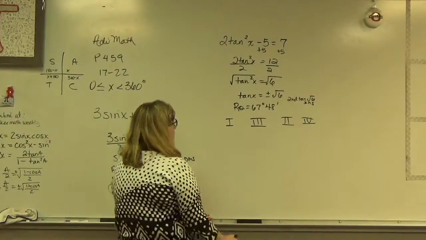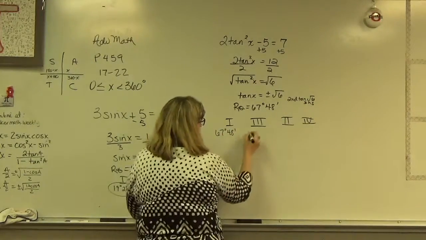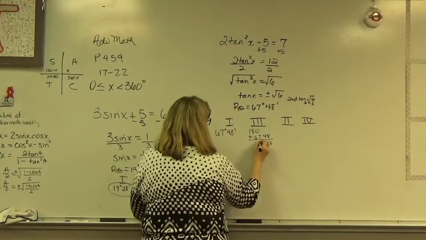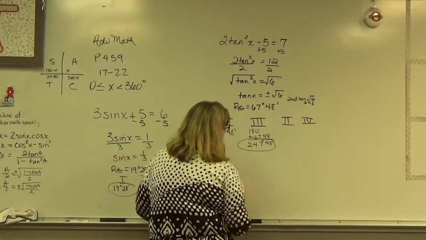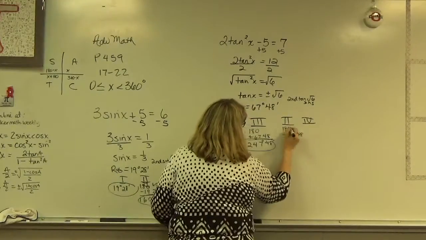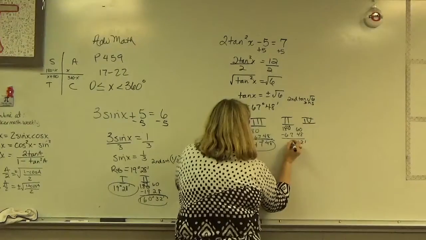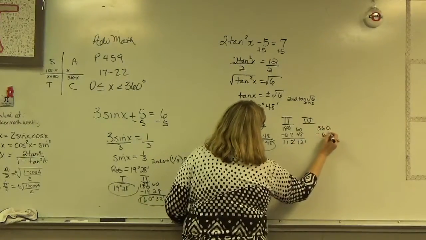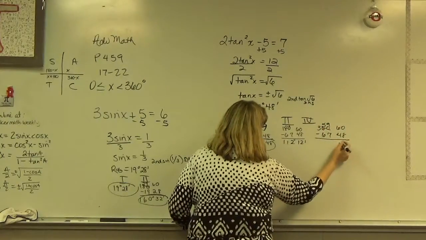So to place it in the first, I don't need to do anything. To place it in the third, I need to take 180 plus it. To place it in the second, you need to take 180 minus it. And when you borrow a degree, you borrow 60. And to place it in the fourth, you take 360 minus it. And again, I'm borrowing a degree, I borrow 60 minutes.